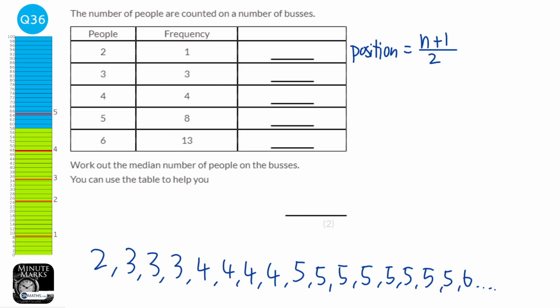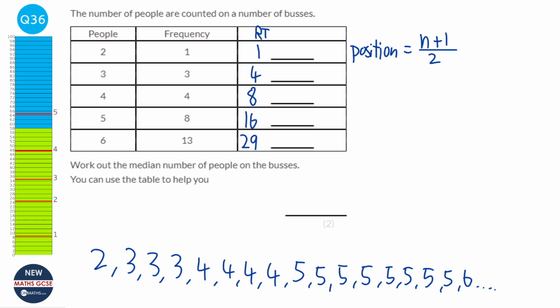So what we do is we do a running total. The running total is just adding up the frequencies as we go. So the first one is just 1. Then we're going to add the 3 in the next row, so that's 4. Add the 4 in the next row, 8. Add the 8 in the next row, 16. Add the 13 in the next row, and that would be 29.